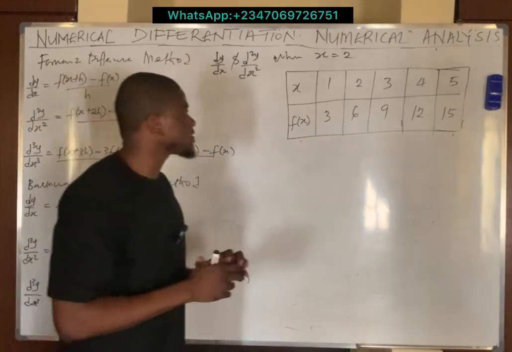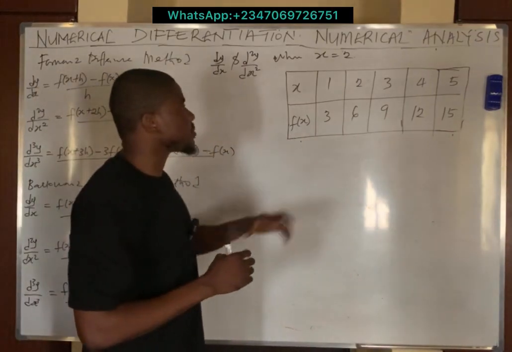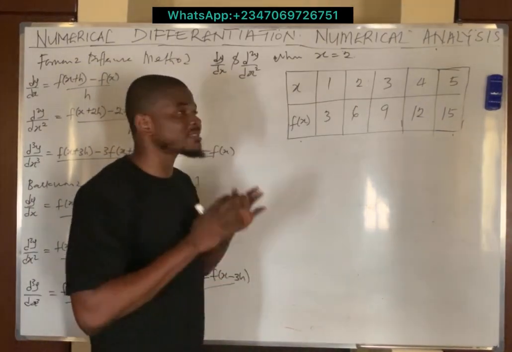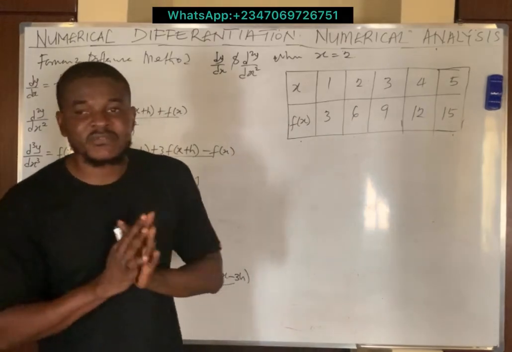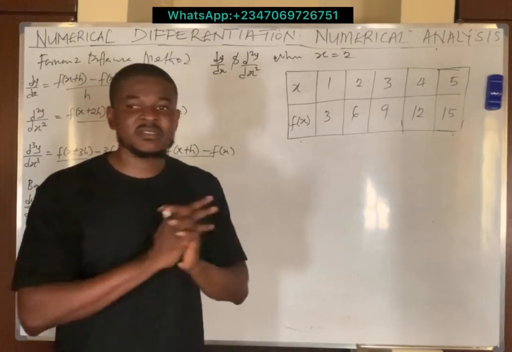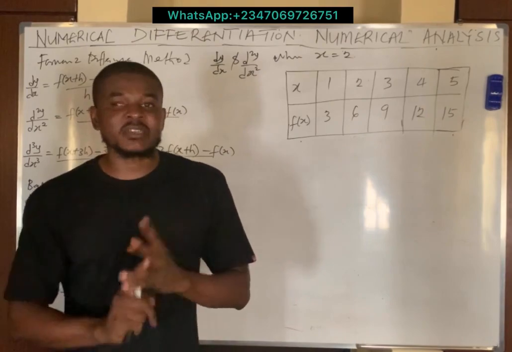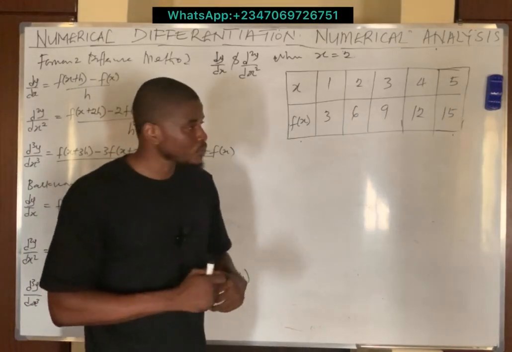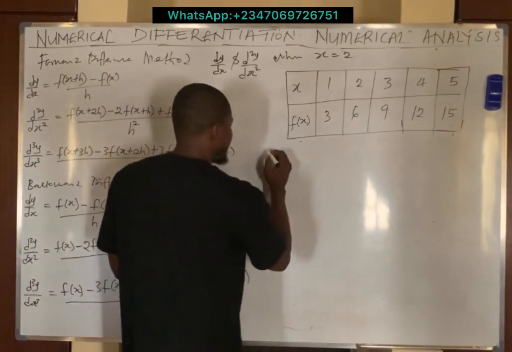In that case, once again, you take a look at the table. You already know how to tell where 2 falls. 2 falls at the forward of the table. It simply means we're going to be using the forward difference method to approximate this derivative, not the backward and not the central, because the point of interest, 2, is at the forward of the table.